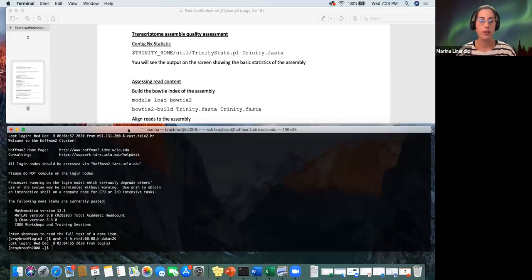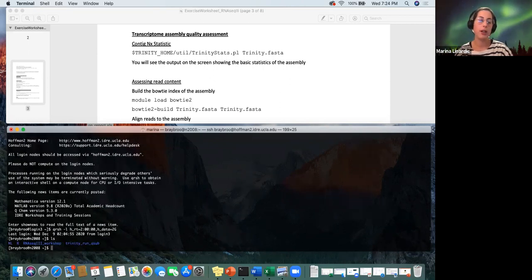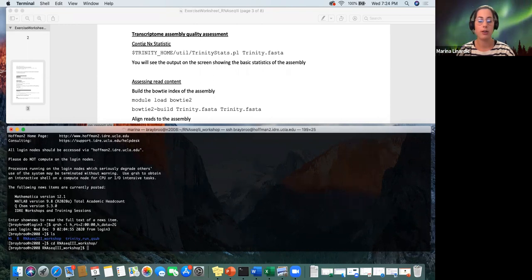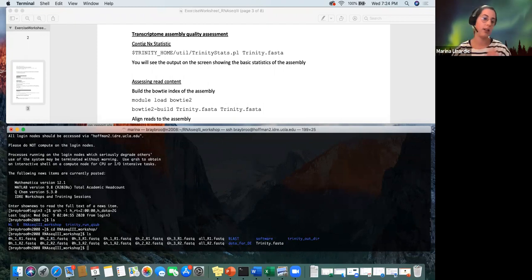So let's start then. First, if you press ls, it takes you to your home directory. We need to get into our RNA-seq workshop folder. We do that with cd, RNA-seq III workshop, using the tab key to auto-populate. If we press ls, we are in our workshop directory.